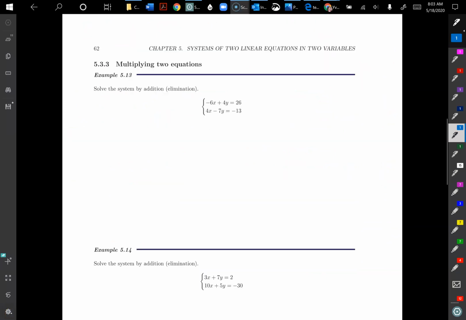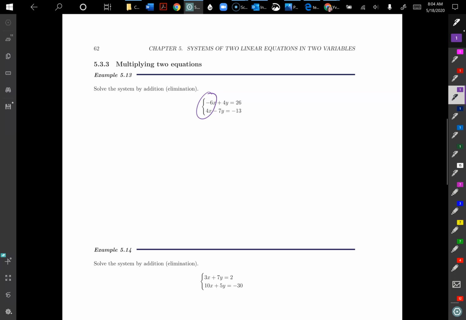Okay, so here's one where we're going to solve by elimination, but we don't have a like coefficient. We have to figure it out. We don't even have anything easily available to multiply. So I'm going to focus on the x's. So I have -6x plus 4y equals 26. And I have 4x minus 7y equals -13.